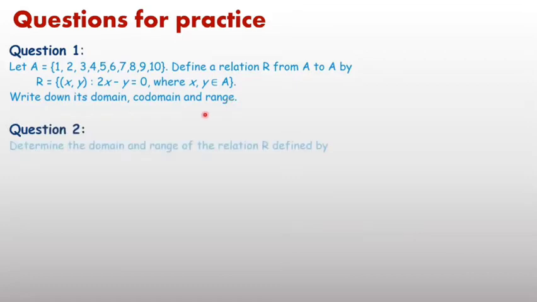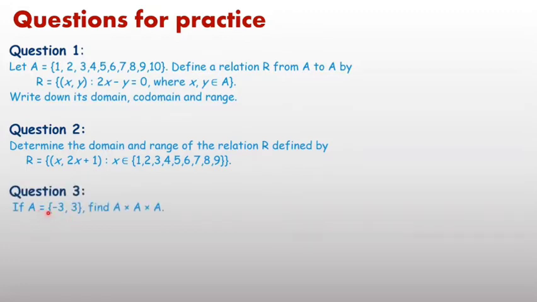Second question. Find the domain and range of relation R defined by (x, 2x plus 1) such that x belongs to the given set containing the first 9 natural numbers. First you write all ordered pairs, and after that the domain and range.